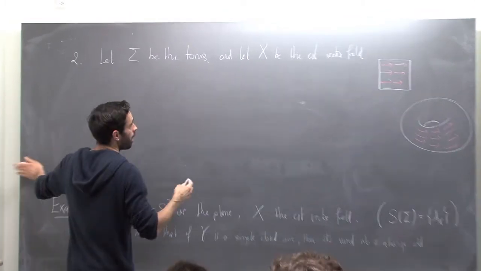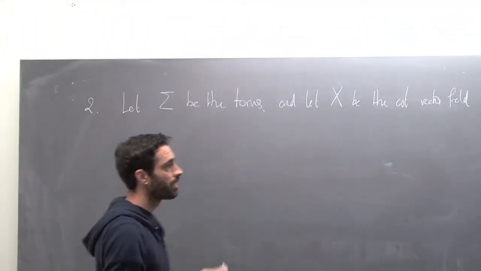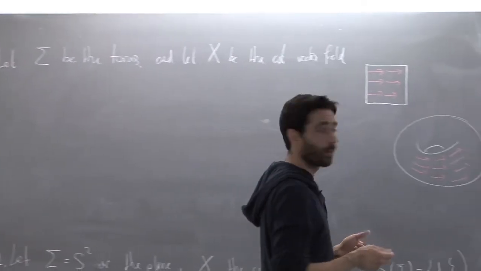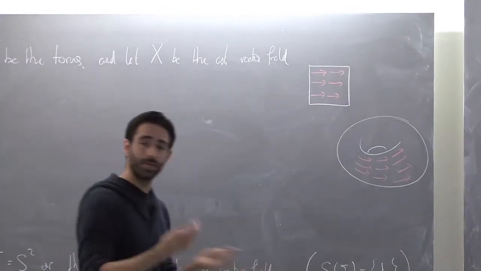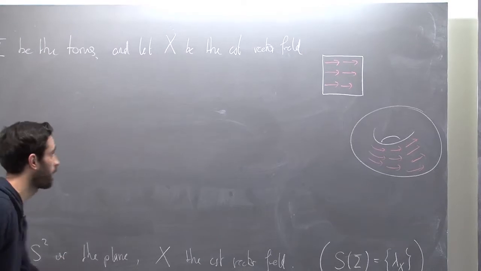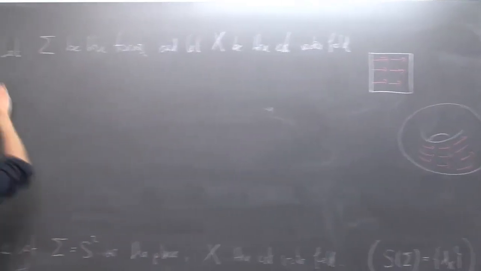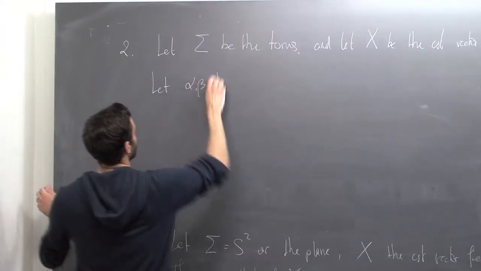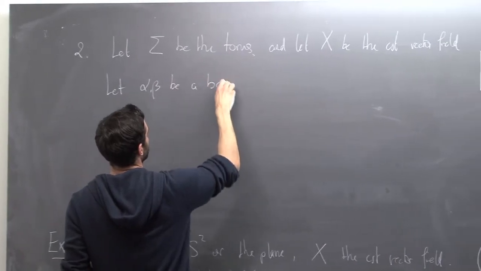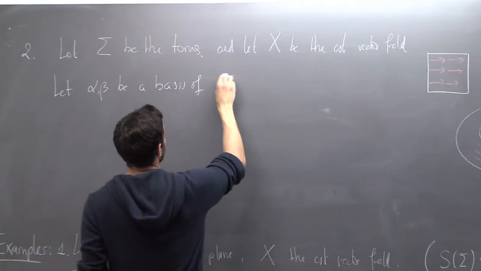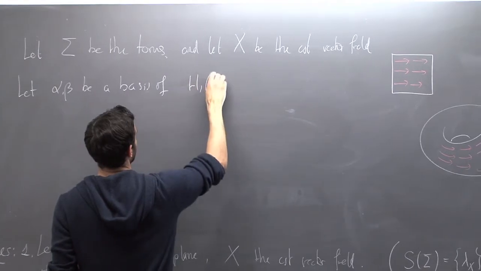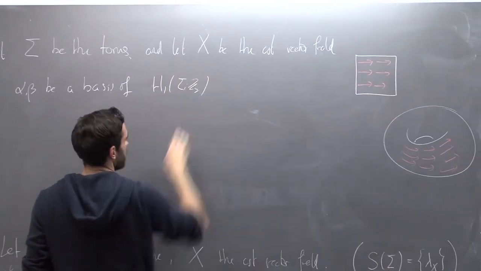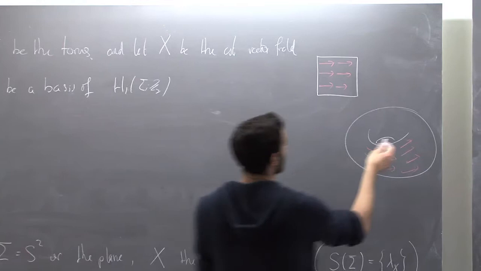Okay, and now I want to try to understand the quadratic form corresponding to this vector field. So let alpha, beta be a basis of the homology, and I'm going to draw it.